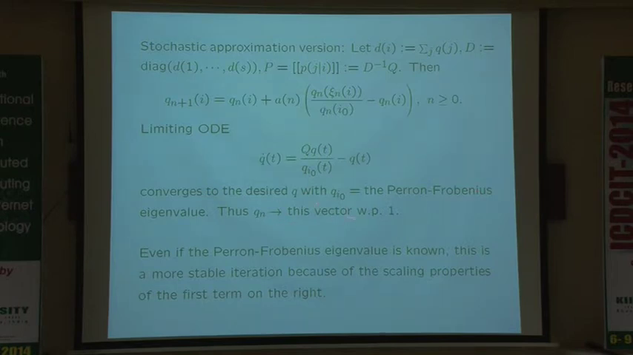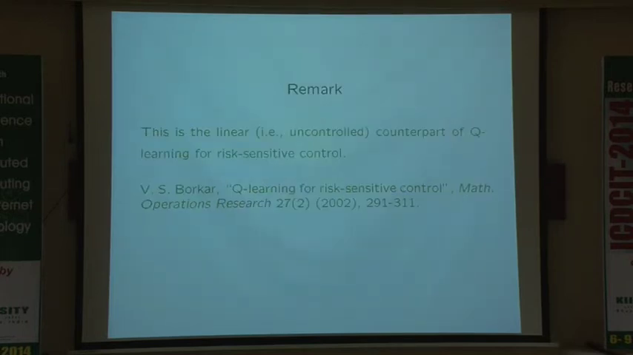desired Perron-Frobenius eigenvector. Of course, the eigenvector is not specified uniquely, only up to a scalar multiple. So it converges to the eigenvector whose i0 element is the prescribed value. This is a general algorithm. In fact, it's not linear, it's just uncontrolled. It's a counterpart of the reinforcement learning algorithm for risk sensitive control.